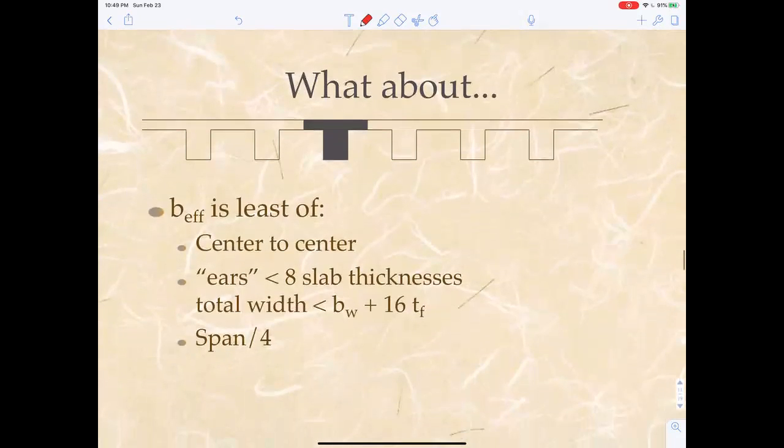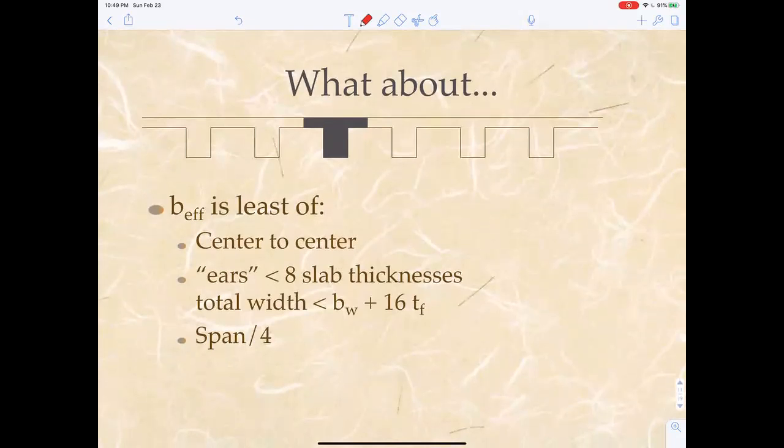Okay, so next, in the next video, I'm going to talk about what do you do with beams, with slabs poured monolithically. Can you see that that looks like it's made up of T-beams? And so we'll talk about that in the next video.